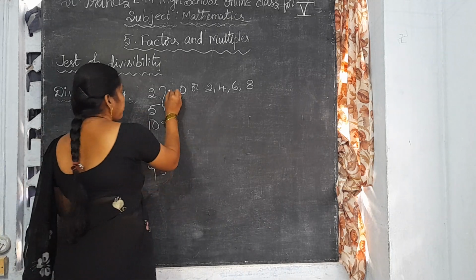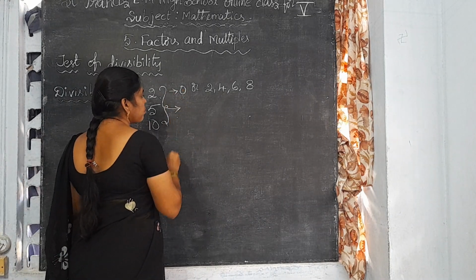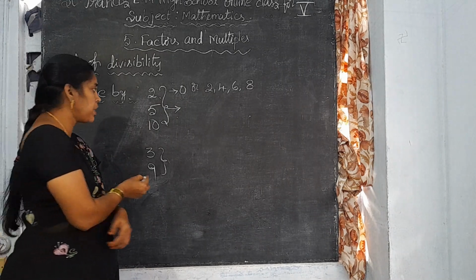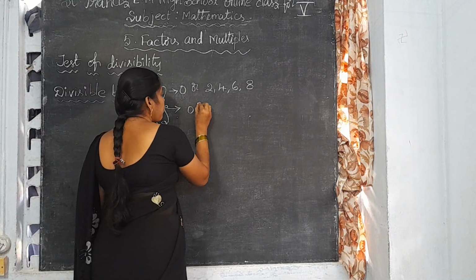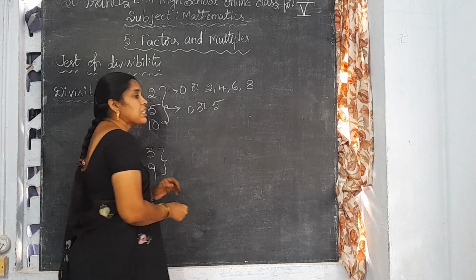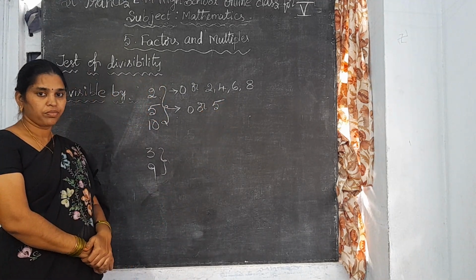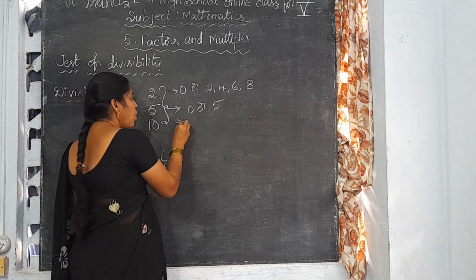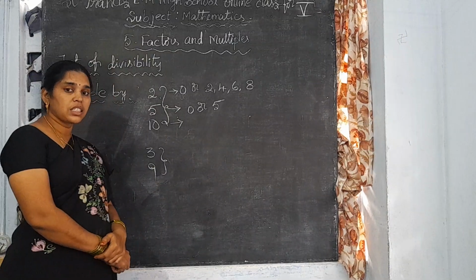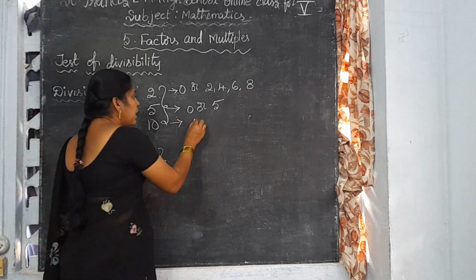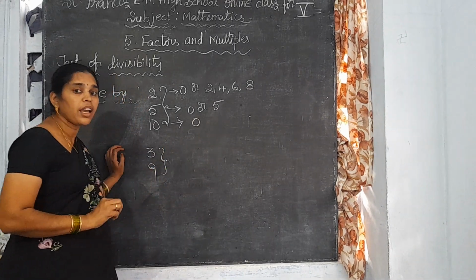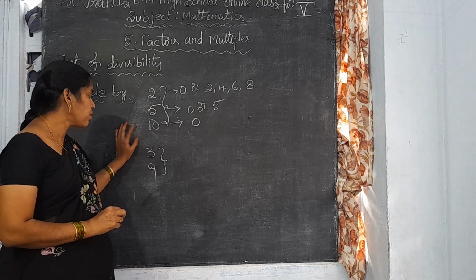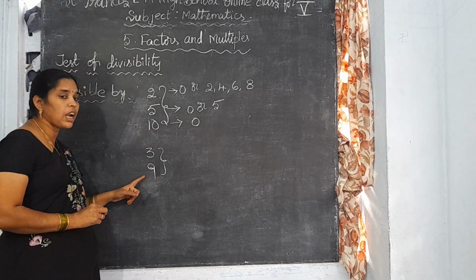For 5, the ones place digit in the number must be 0 or 5, then the number is divisible by 5. Divisible by 10: if the ones place digit in the number is 0, then the number is divisible by 10. Is it clear, children? Now, divisible by 3 and 9.